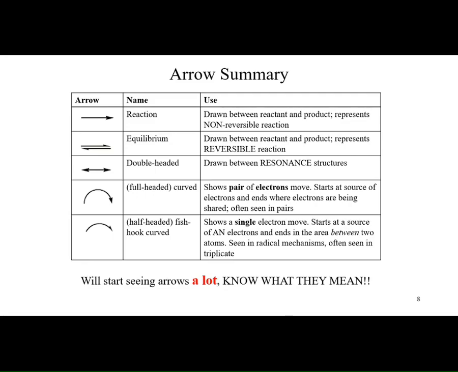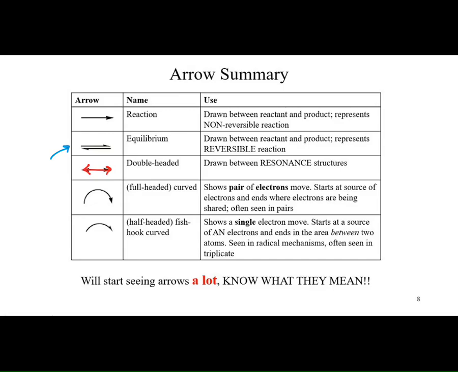The big confusing one for most people is this double-headed arrow, the resonance arrow. I've seen lots of general chemists use that to represent equilibrium. It is not an equilibrium arrow, and people that use it as an equilibrium arrow should feel bad. Learn to find a better arrow. That is only used for resonance. The equilibrium is the double arrow shown above it. Okay?